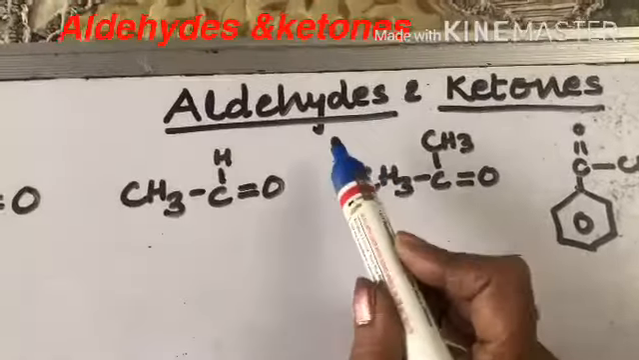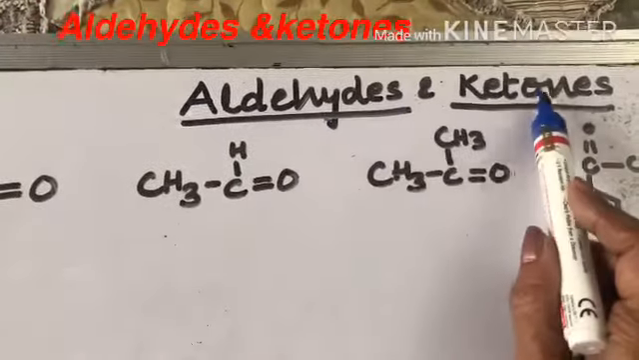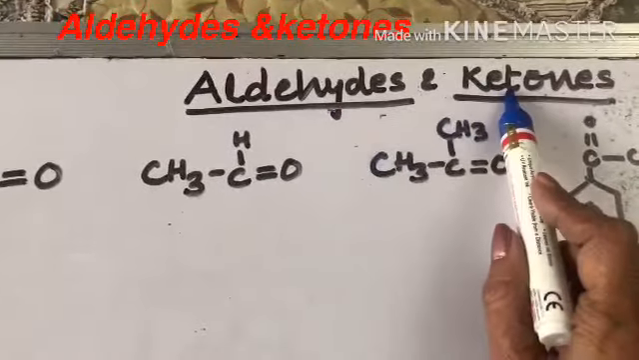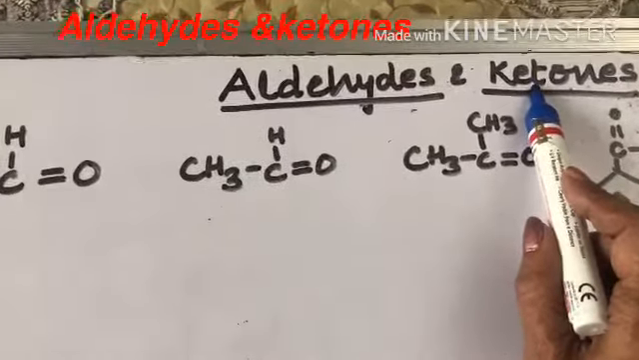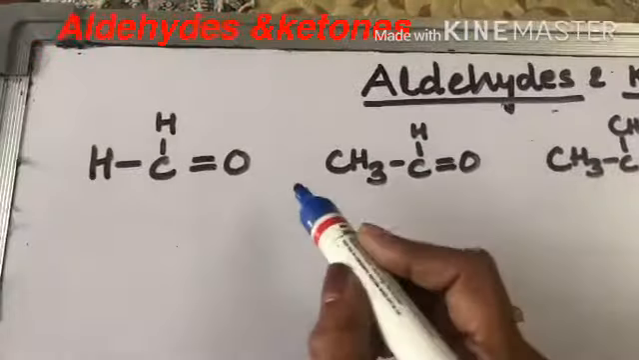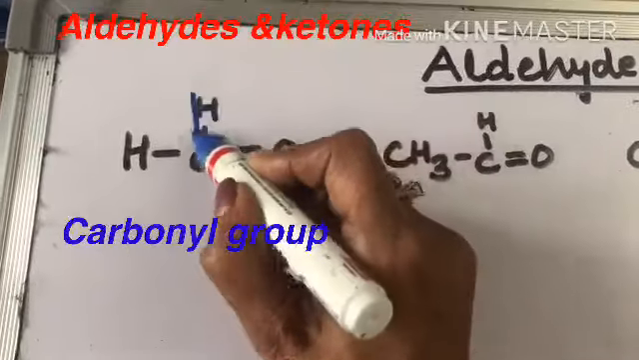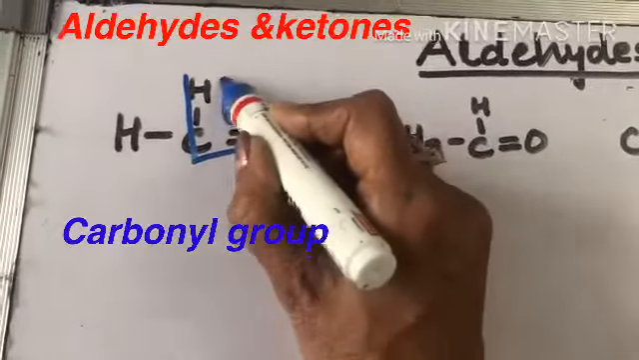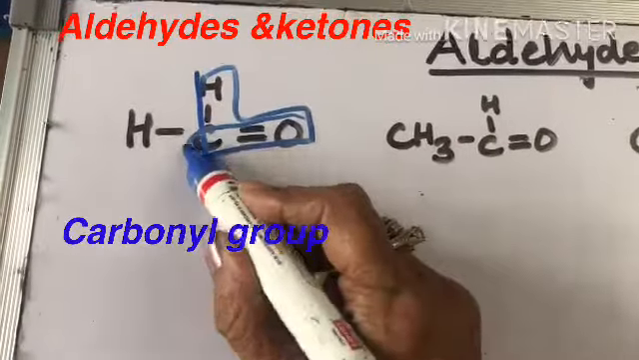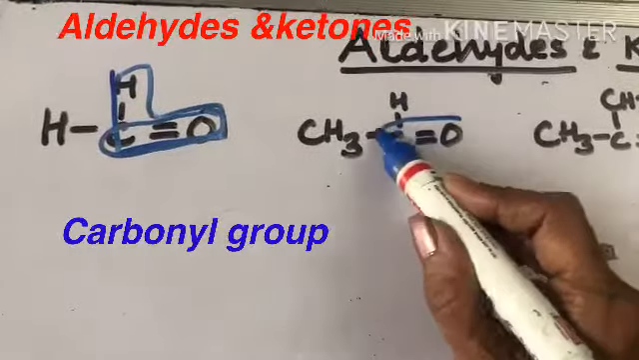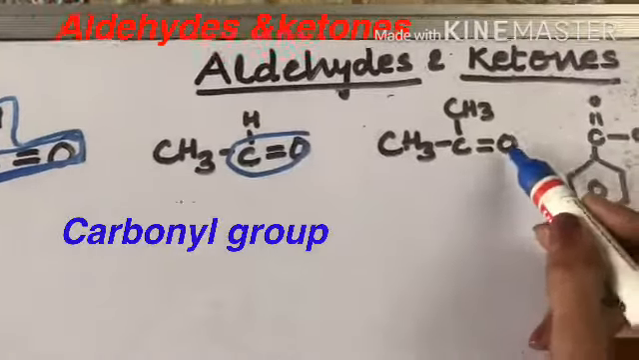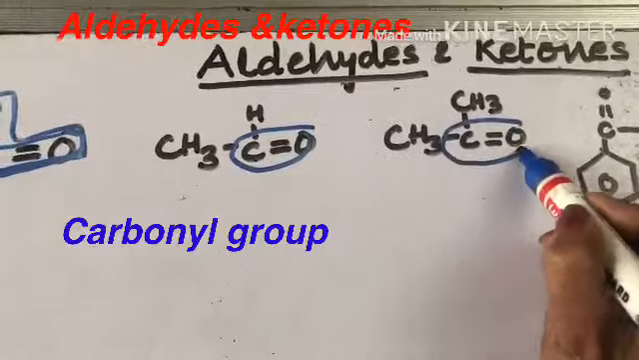So today I'm revising with you aldehydes and ketones. Both these groups are studied together because they have a common functional group, which is CO. In an aldehyde it comes as CHO, so the CO group is common here. Again in CH3CHO there is a CO group. If I look at a ketone, it contains a CO group.